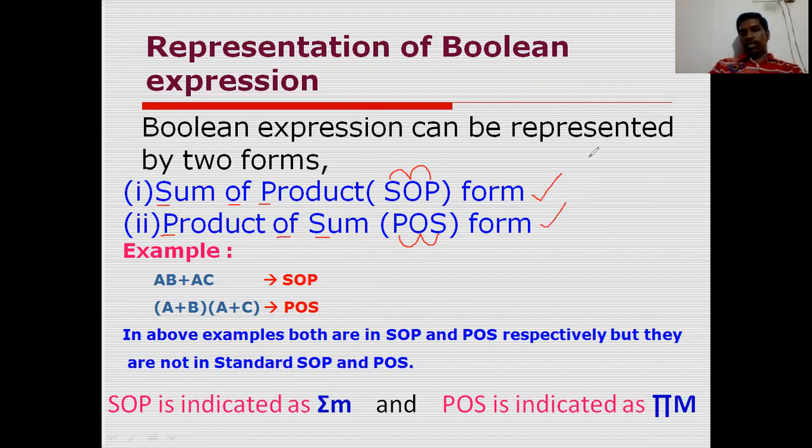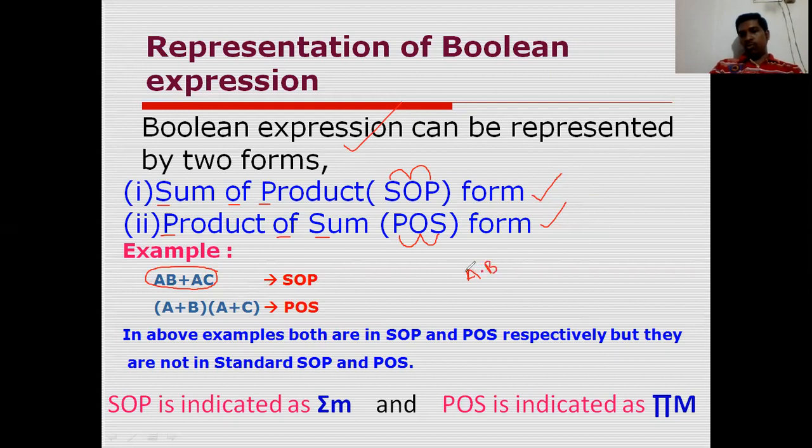SOP and POS form. These are the two different forms or models in which a Boolean expression can be represented. So how can you write the expressions in this form? See, if you take an example, here the example is AB plus AC, right? What is AB? AB is nothing but A dot B. So it is one product term.